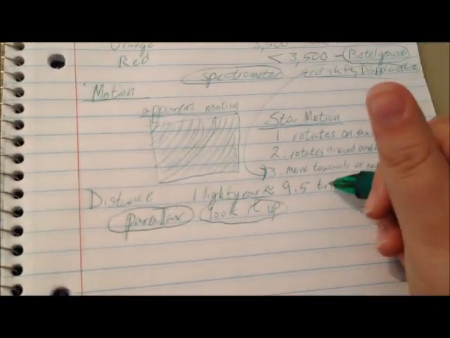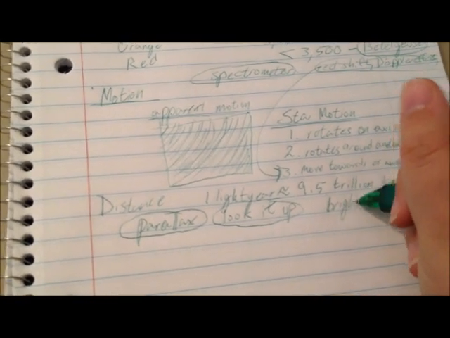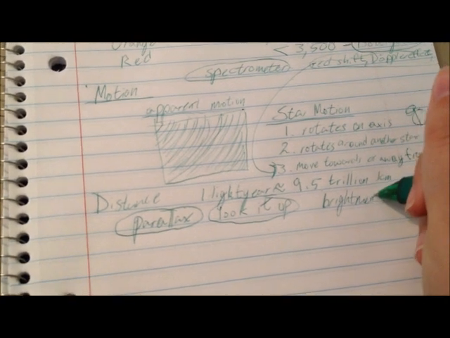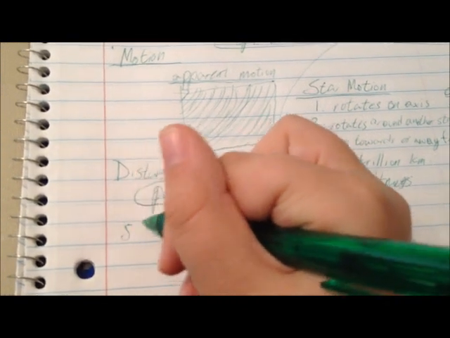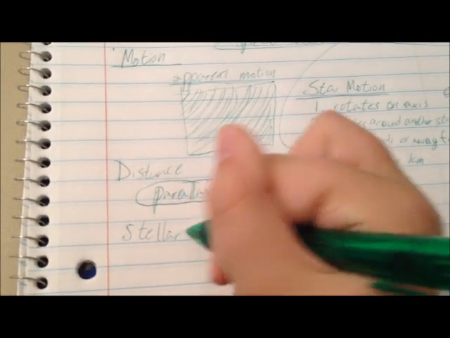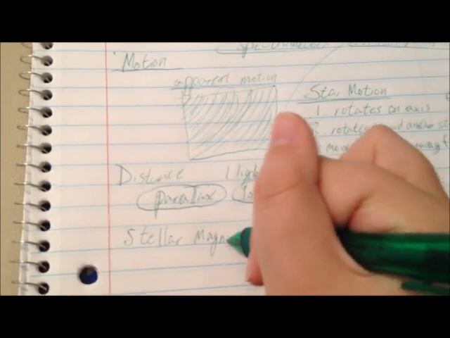They can also use brightness to determine a distance. The last thing is stellar magnitude.